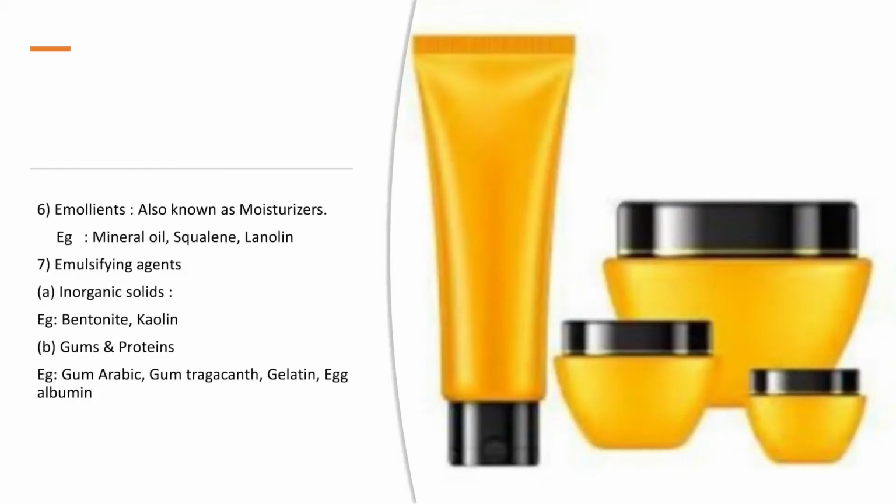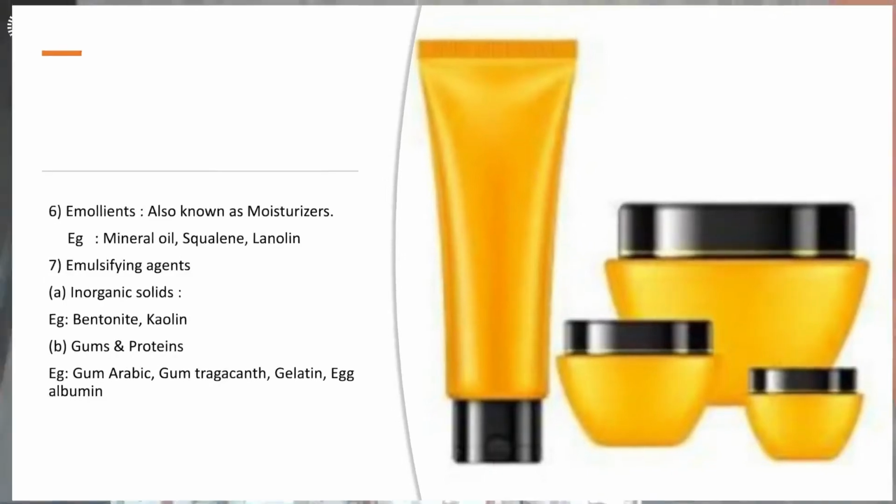Then there are other emulsifying agents. They can again be inorganic solids, for example bentonite, kaolin, or gums and proteins, for example gum arabic, gum tragacanth, gelatin. Sometimes egg albumin is also used. So these are the different substances which are used in the preparation of creams.